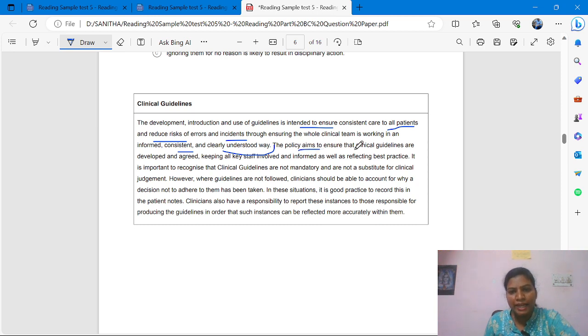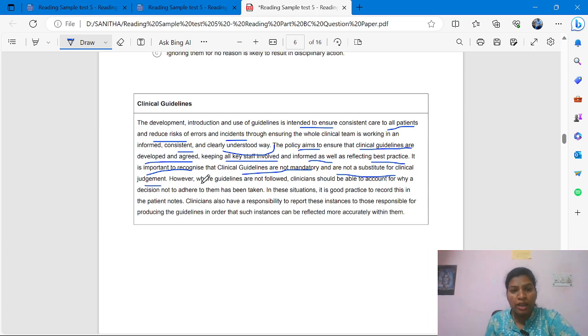The policy aims to ensure that clinical guidelines are developed and agreed, keeping all key staff involved and informed as well as reflecting best practice. Okay. Connecting to the question. It is important to recognize that clinical guidelines are not mandatory. See, clinical guidelines are not mandatory and are not a substitute for clinical judgment.